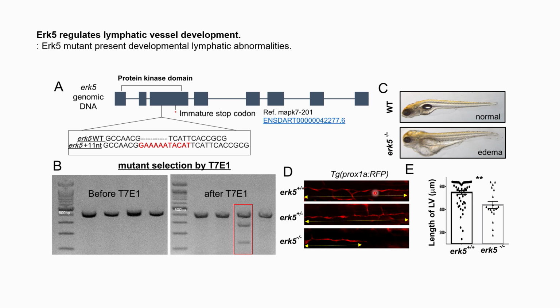Lastly, we made an ERK5 mutant using the Cas9 CRISPR method. ERK5 knockout embryos have lymphedema, and they also have a lymphatic vessel defect.